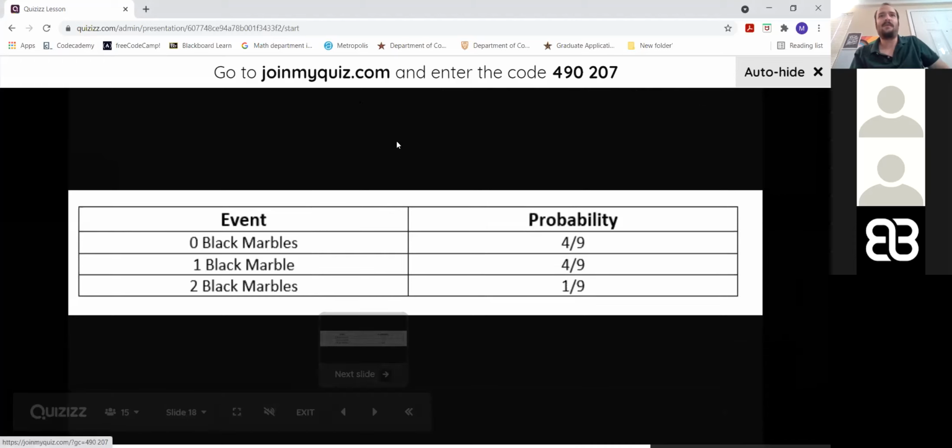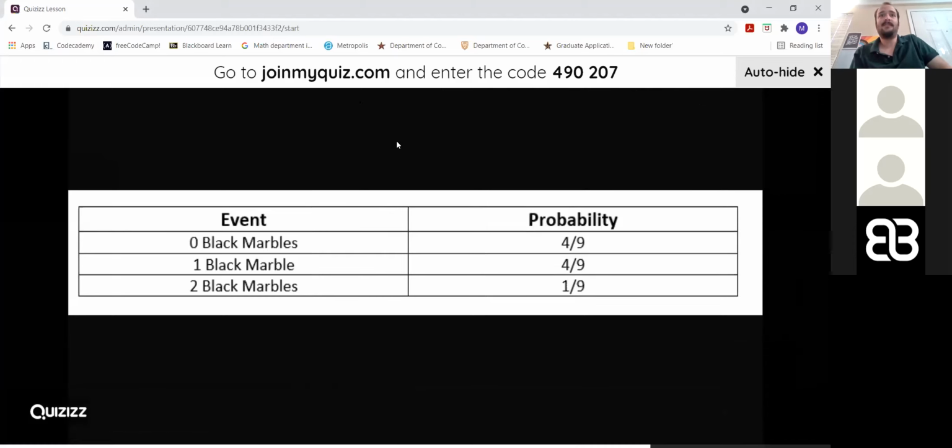And again, I'm going to ask the same question. What does this sum to? If I add all my probabilities, 9 out of 9, so 1. Exactly, this is the 100%. If we think about it, we're either going to get no black marbles, 1 black marble, or 2 black marbles.